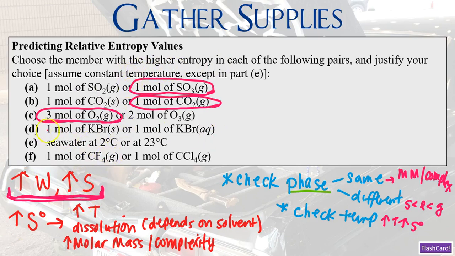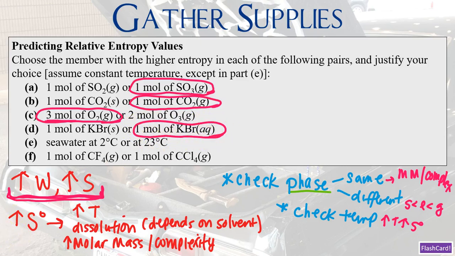For letter D, we have 1 mole of KBr solid or 1 mole of KBr aqueous. So we have a solid version of KBr here versus an aqueous solution version of KBr here. Even though they have the same number of ions, because they are in different phases, we go off of whether or not they're solid, liquid, or gas. And since this is going to be aqueous, it's going to supersede the solid.